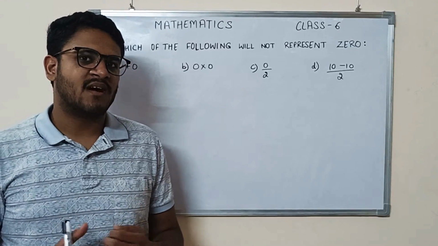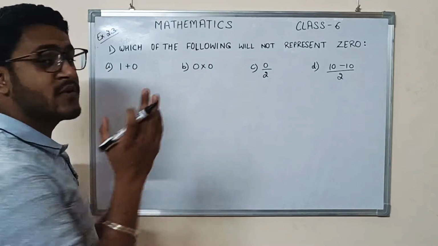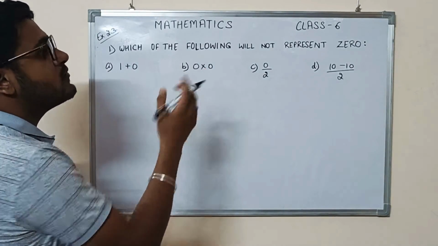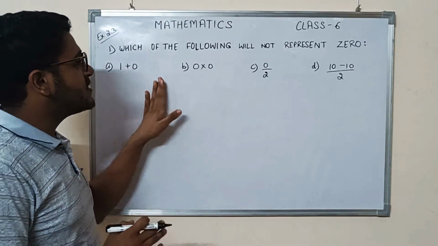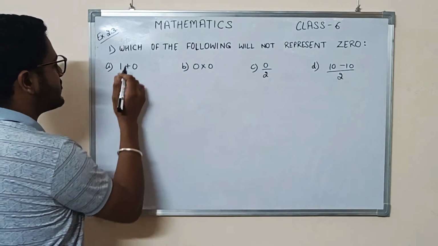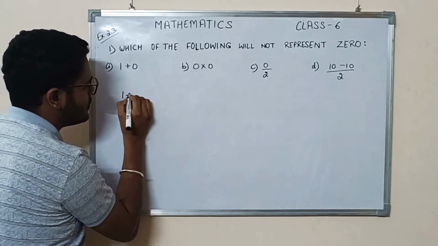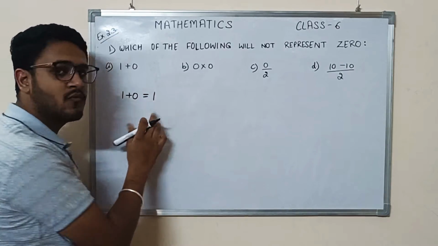So let's start the NCERT exercise number 2.3. The first question is, which of the following will not represent 0? In this question, first of all, let's solve these equations. In the first one, 1 plus 0 is 1 only.